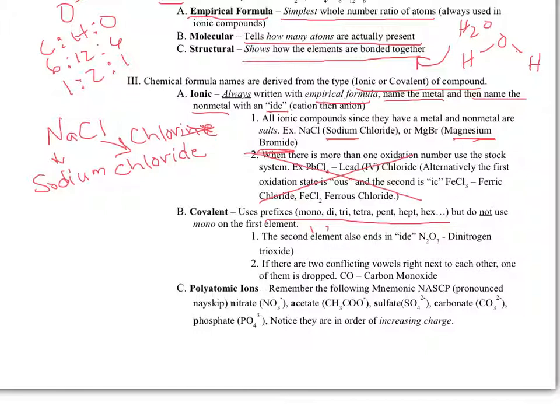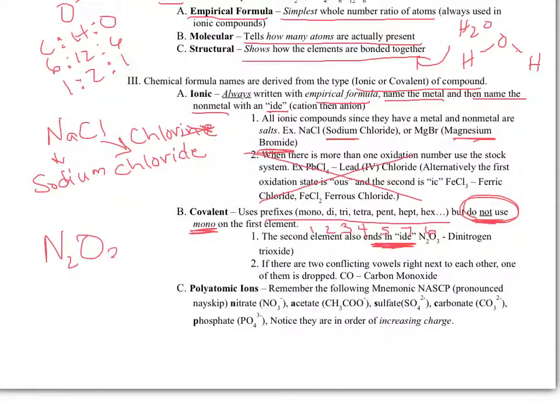Mono is 1, di is 2, tri is 3, tetra is 4, penta is 5, hex is 6, and hept is 7. Okay? But you do not use mono on the first element. Do not use the prefix mono on the first element. There's no need to. It's just kind of a convention we've come to. The second element, again, always ends in IDE. We name the first element, and then we name the second element and change the ending to IDE.